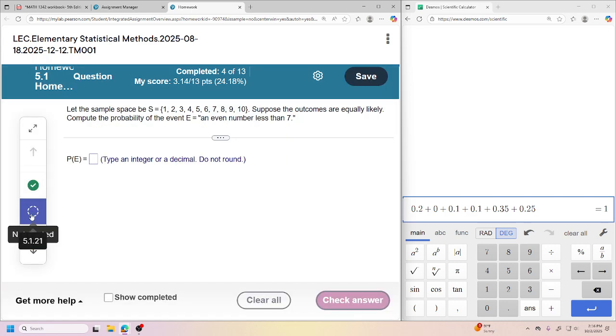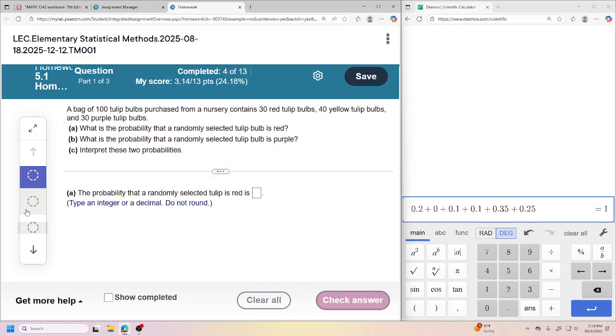Let's see what else we got. Yeah, we talked about that one. Let's see if there's something else. I think this one's not bad. I want to see what y'all come up with here. You help me a little bit.